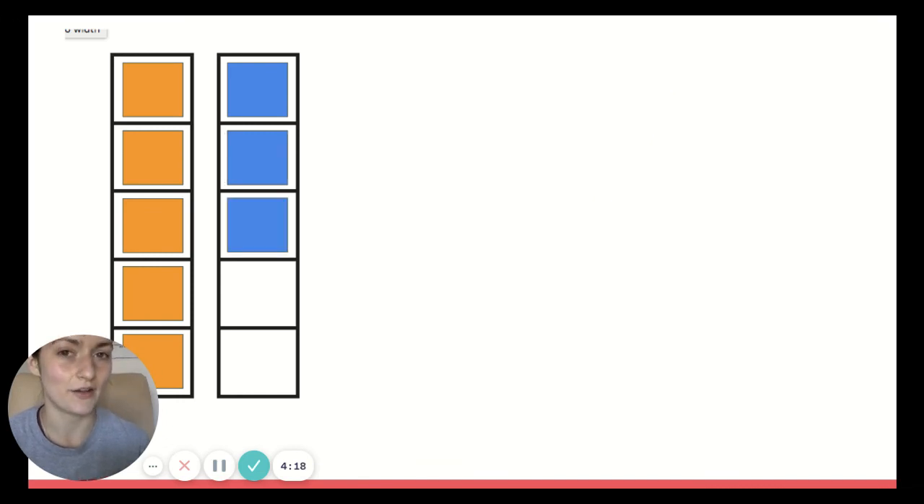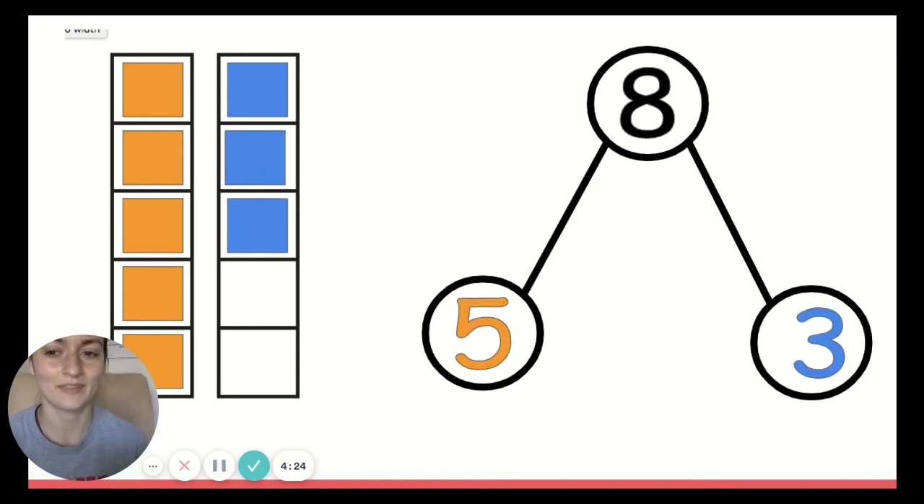Now what if I add another one here? Now I have 5 and 3 more. If I have 5 and I have 3 more, guess what? I have 8. Did you notice that 5 and 1 more is 6? 5 and 2 more is 7? 5 and 3 more is 8? Wow. 5 plus 3 equals 8. 5 and 3 is 8.